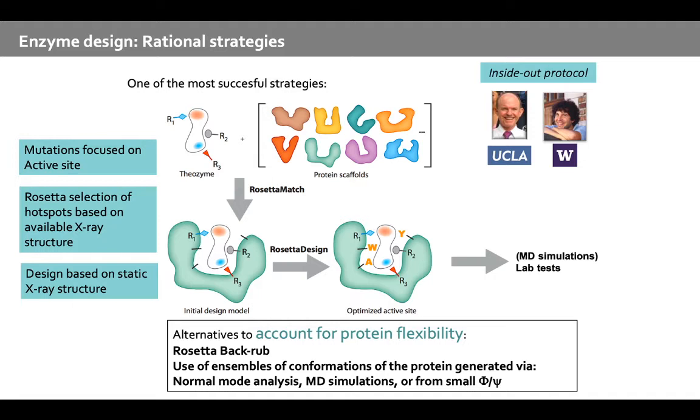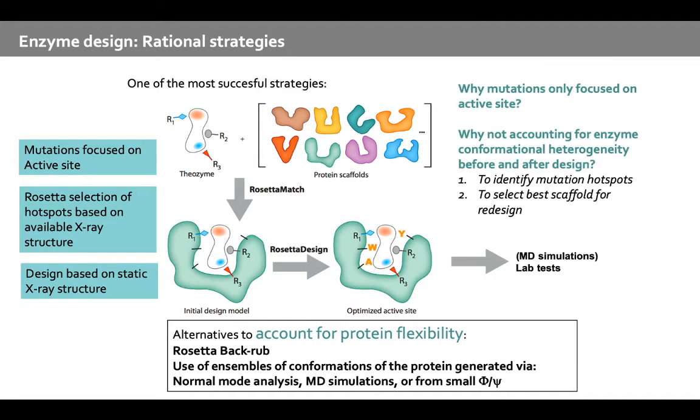There are also other strategies that have been followed. It's like, okay, instead of using the X-ray structure, why don't we use an ensemble of structures? And this ensemble of structures can be generated via, for example, MD simulations, via normal mode analysis, or again from modifying the phi and psi angles. And here there are different approaches that I would like to show you in this tutorial.